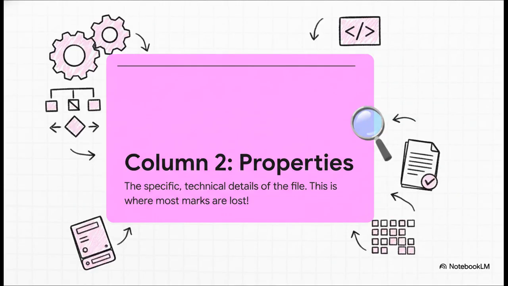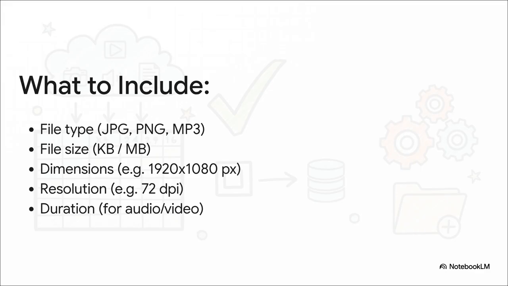Okay, let's move on to column 2, properties. Now, you're going to want to pay close attention here because this column is where most marks are either won or lost. It's all about the nitty-gritty technical details of the file. So, what does that mean? Well, you need to include the file type, like JPG or PNG, and the exact file size in KB or MB. For images, you need the dimensions in pixels, like 1920 by 1080, and the resolution, which for stuff on a screen is almost always 72 dpi. And if it's an audio or video file, you absolutely have to put the duration. The rule here is simple. The more technical detail you can pack in, the better.